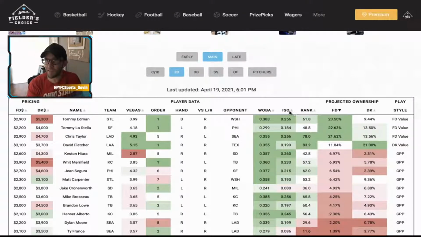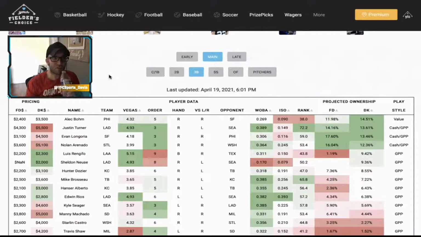Again, GPP, same thing. I'm looking at ISO. I'm looking for a little bit of power. Those are the numbers I'm looking at. You can utilize this rank number as well, which essentially takes all the stats of the opposing pitcher and the batter, jumbles them all together, and says this is how this player ranks in comparison to everybody else in the field. So rank is a good thing to look at for sure.